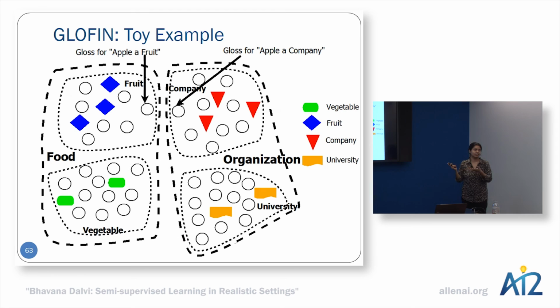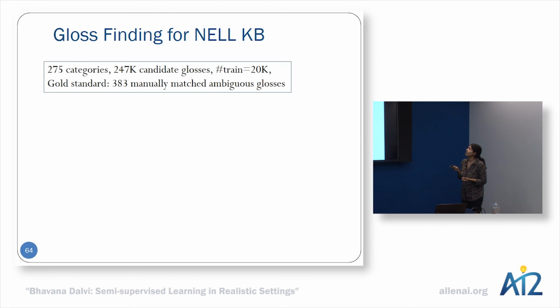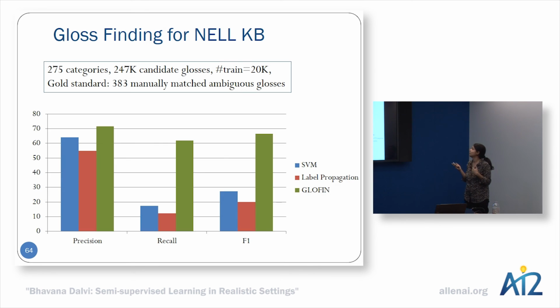Now let's see whether that happens. So we applied it to our own NELL knowledge base, which doesn't have any glosses. It has 275 categories and we extracted 247 candidate glosses. We used 20K unambiguous glosses as training, and since we don't have any gold standard, we manually labeled around 400 ambiguous glosses with NELL entities. And let's see how our method performs.